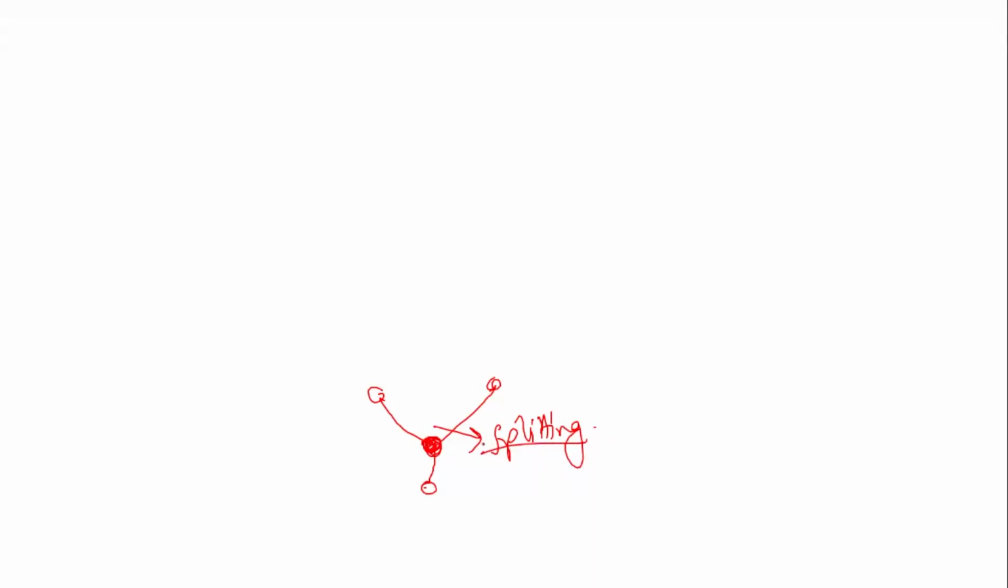Now what causes the splitting to take place? Okay, just a second, students.